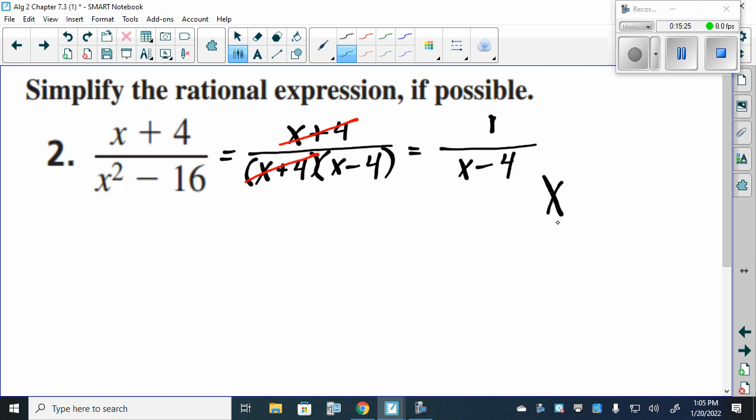And well, our restrictions on this here would just be our positive or negative form. That'd be it. Any other questions on this here? All right.